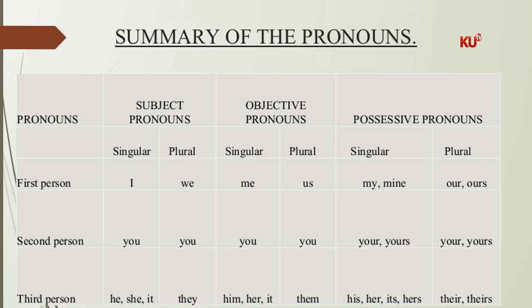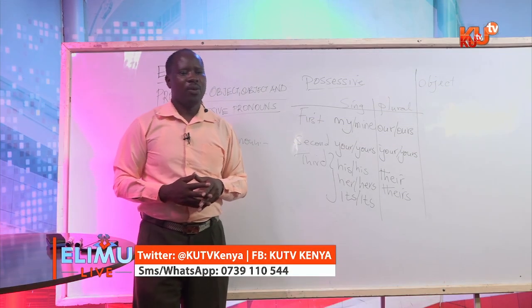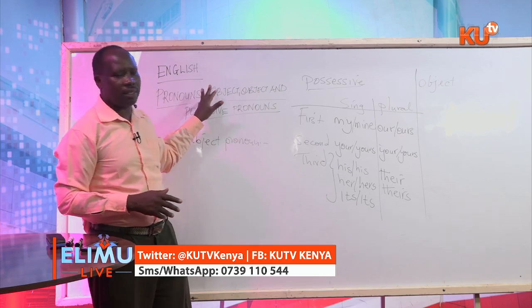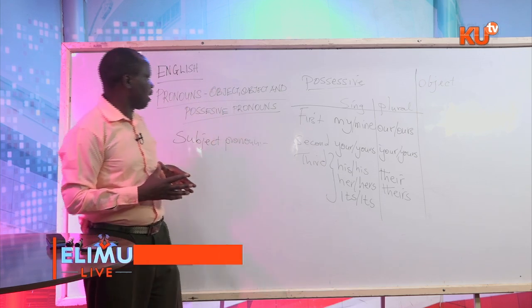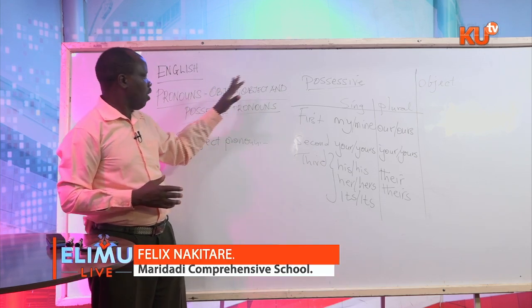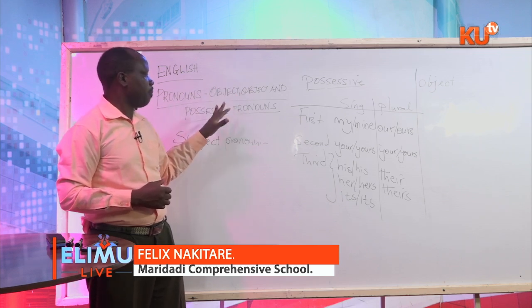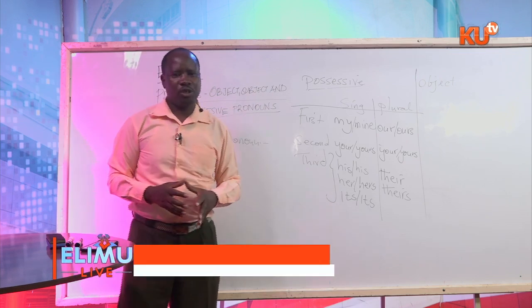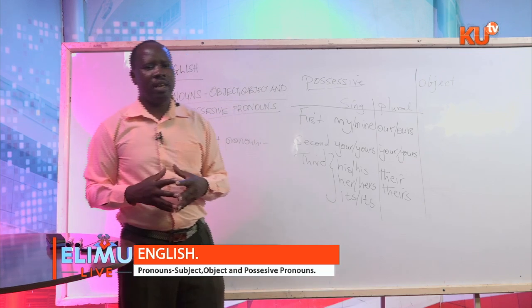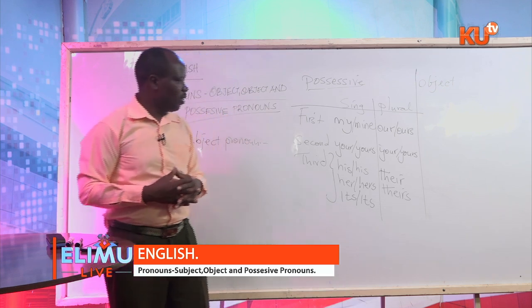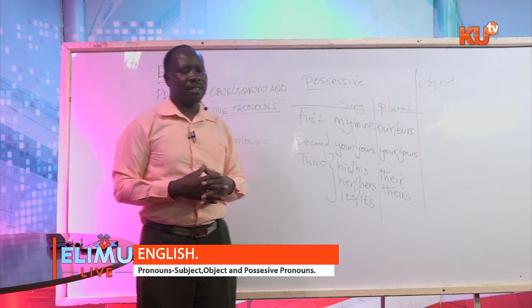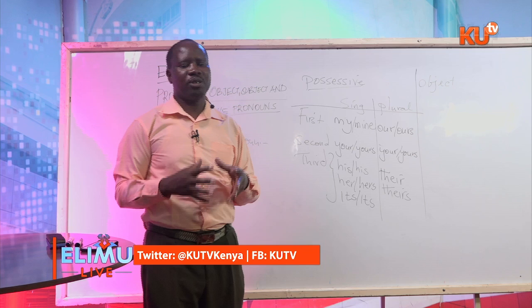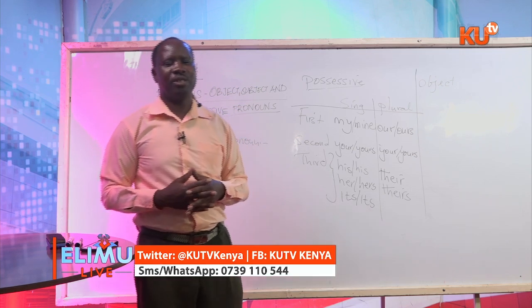And having looked at that summary table, it brings us to the end of our lesson today, which has been on pronouns as our strand, and the substrand has been subject pronoun, object pronoun, and possessive pronoun. Hope you get all well through your revision, and when you go over it over and over again, you will be able to understand and have it correctly used in day-to-day life as we use English.